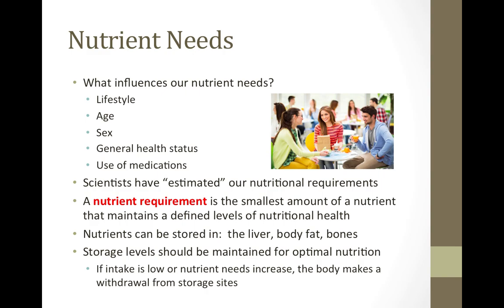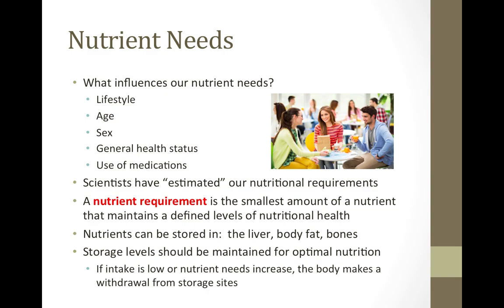So let's just talk about what influences our nutrient needs. Our individual lifestyles and our ages. For instance, babies will need different amounts of nutrients versus adults. Your sex, your general health status, and use of specific medications. For instance, the antibiotics tetracycline and Cipro combine with calcium in some dairy foods and keep the body from absorbing it. So you have to be careful when taking antibiotics, especially long term.